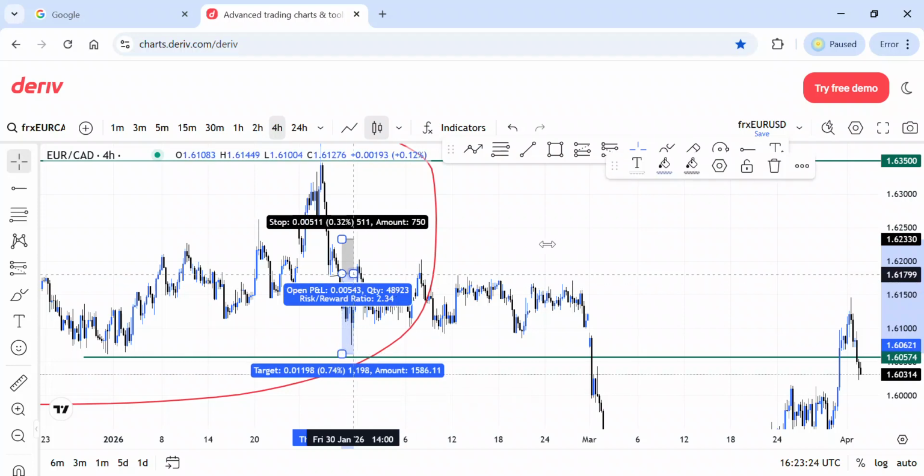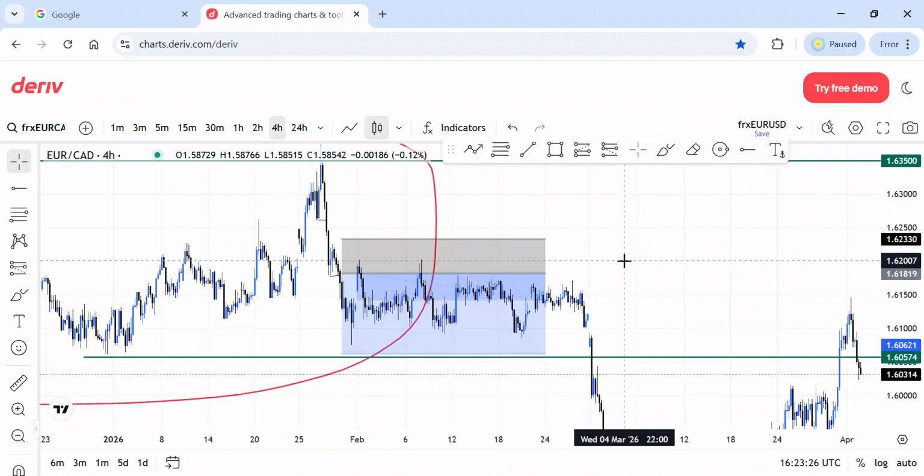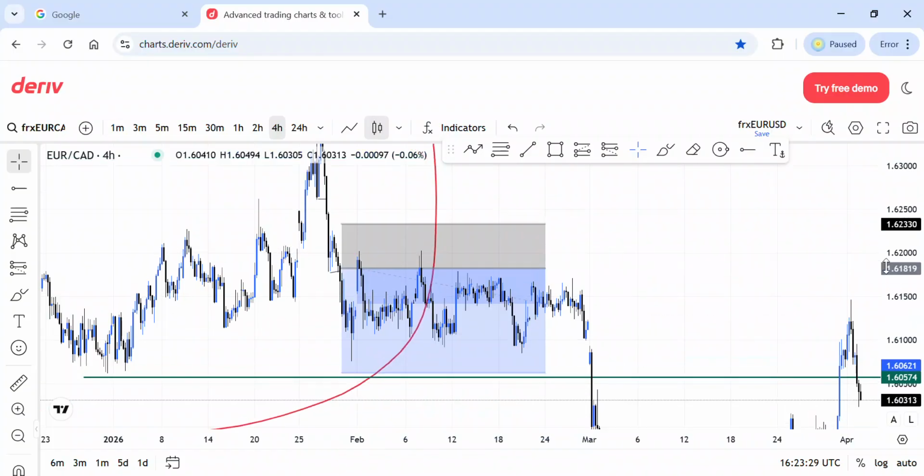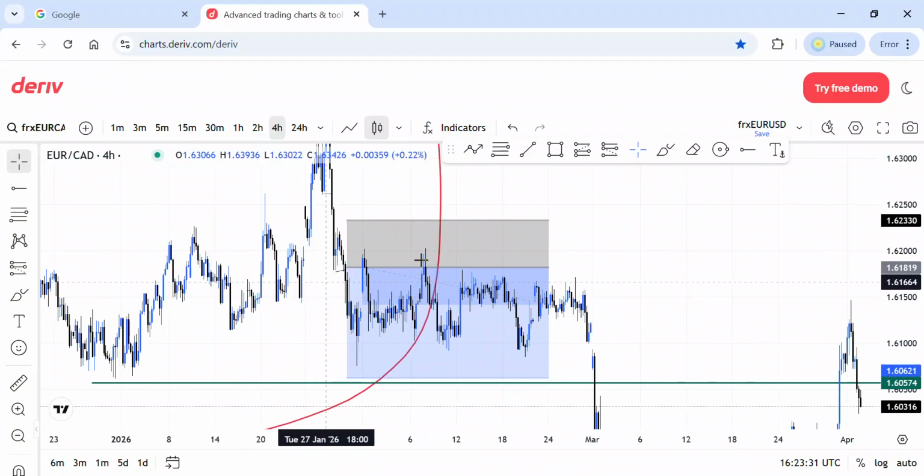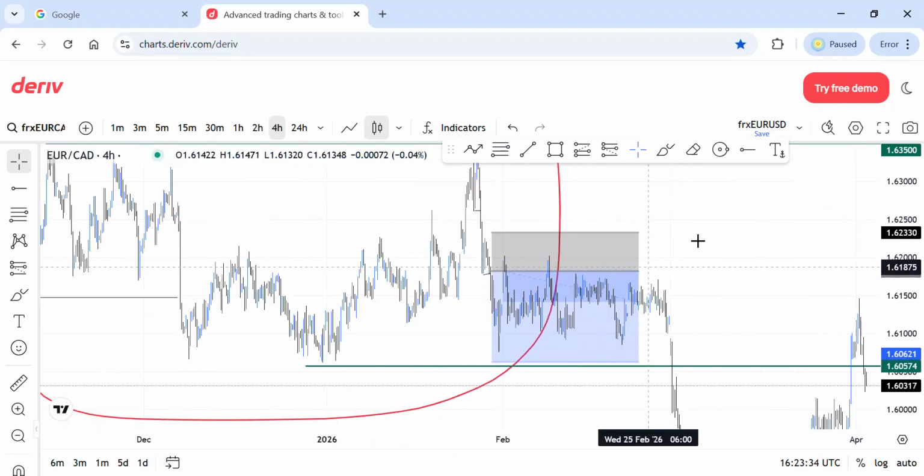Then you should be targeting this external liquidity as your take profit. Easy peasy, no stress. As you can see, market actually took profit. So that's how to identify breakout structure, the valid one. Okay, so that's just it.